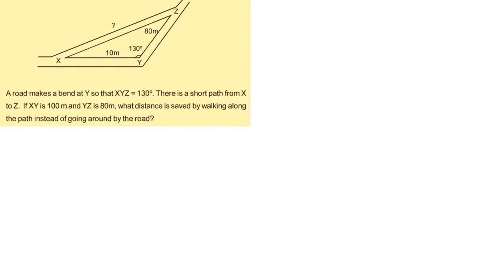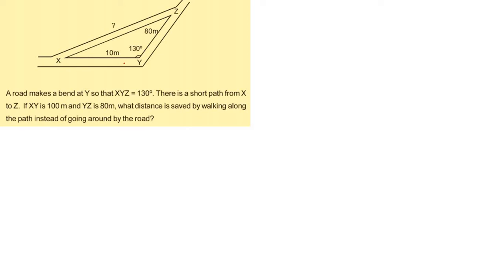A road makes a bend to y so that xyz is equal to 130 degrees. There's a short path, this is a short path, x to z. If xy is 100 meters, yz is 80 meters, what distance is saved by walking along the path instead of going around the road? So what is being asked here?